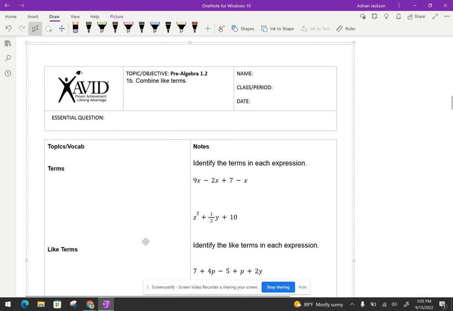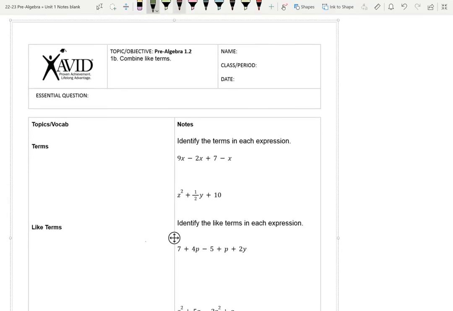Okay, so for our next section, 1B is combining like terms. So the first thing we're going to do is just talk about what is a term. So a term is just separated by our operations.